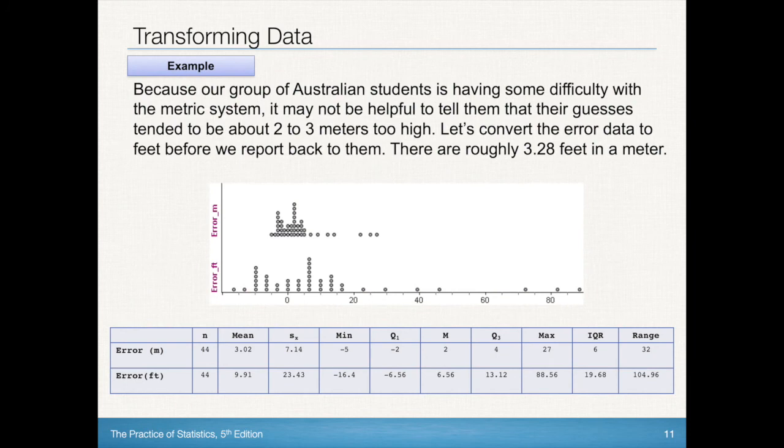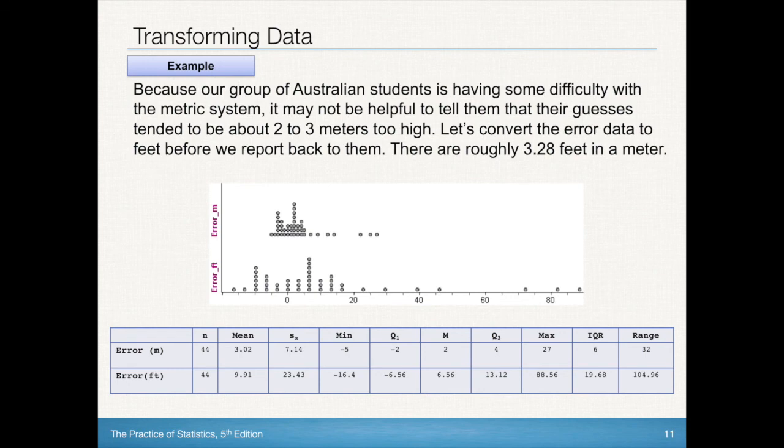So if we go back to our Australian data, let's say that we have our error calculations and we want to convert them into feet just to show the students how far off they were. Well, for that, we're going to multiply our data by a constant, in this case 3.28. And if you look at the dot plot now, you can see the top dot plot is the original calculation of the error in terms of meters, and the bottom dot plot is the error in terms of feet.